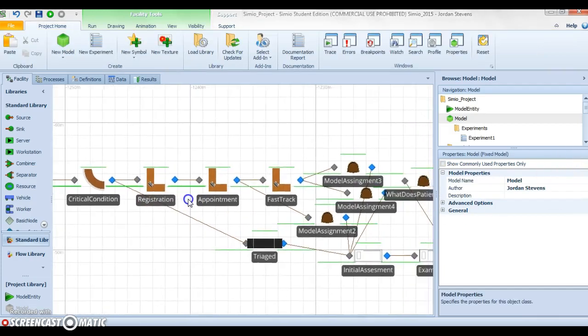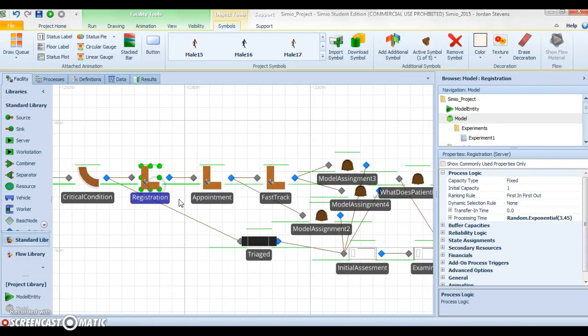And then they go on to registration. A patient in critical condition doesn't have to go through registration, so that's why it's before. And then they go into registration. Registration is 3.45 minutes.